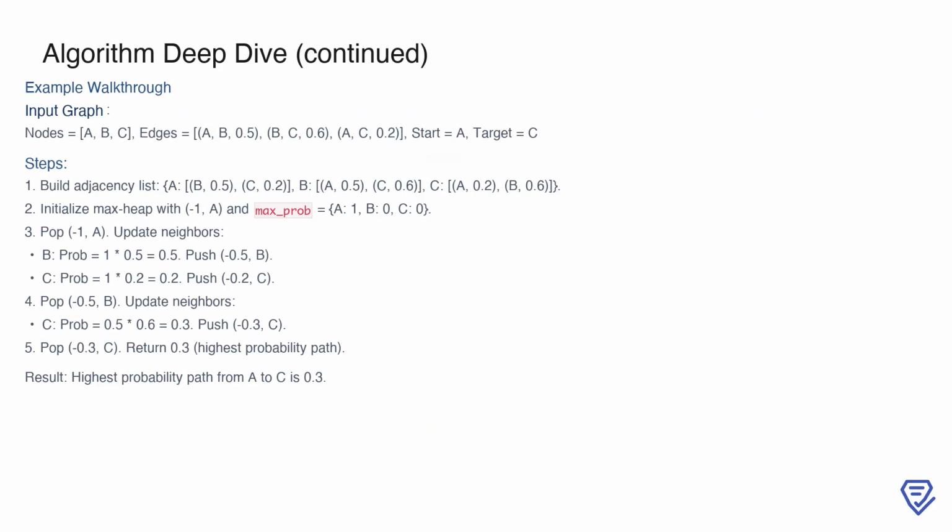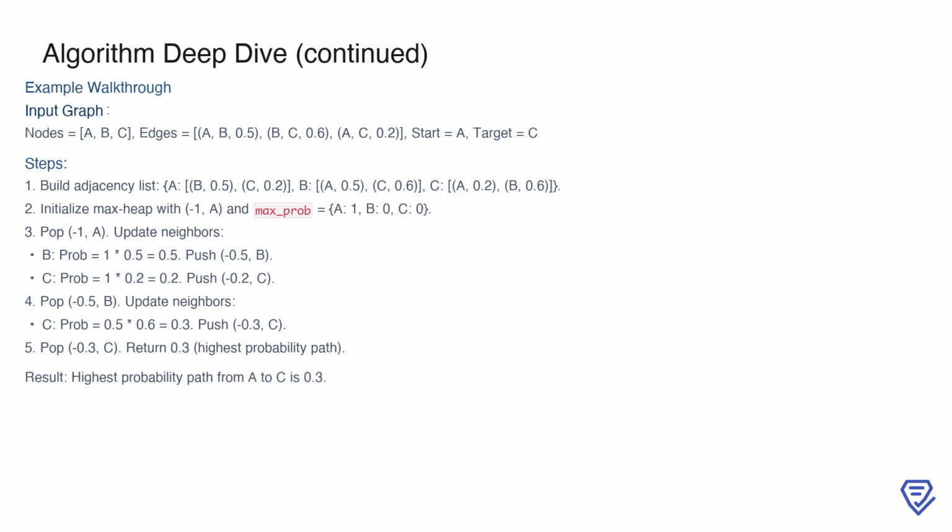Let's walk through an example to see the algorithm in action. Consider a graph with nodes A, B, and C, and edges with probabilities as follows: A-B 0.5, B-C 0.6, and A-C 0.2. The start node is A, and the target node is C. First, we build the adjacency list. A maps to (B, 0.5) and (C, 0.2), B maps to (A, 0.5) and (C, 0.6), and C maps to (A, 0.2) and (B, 0.6). Next, we initialize the max heap with (-1, A), and the max_prob dictionary with A: 1, B: 0, C: 0.